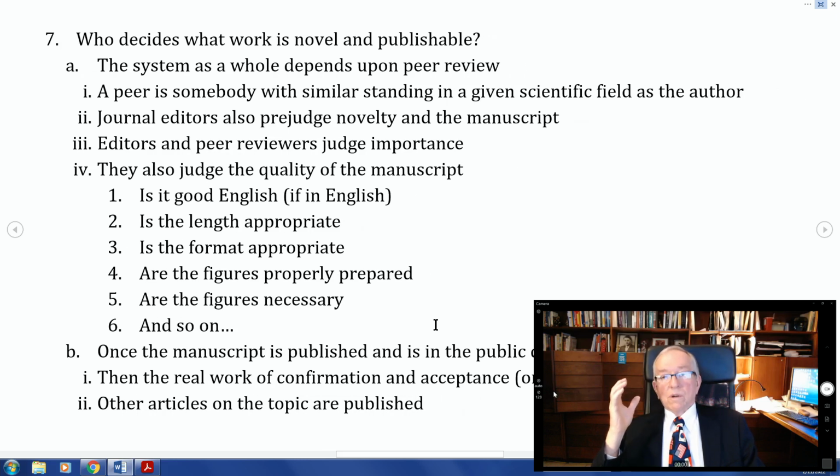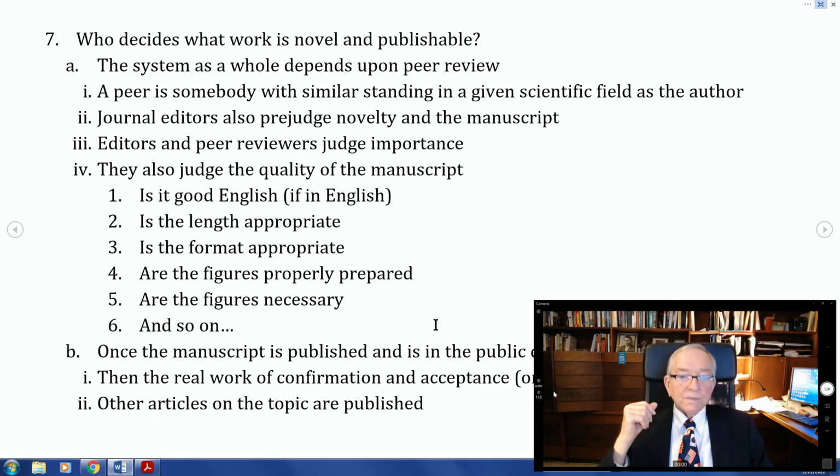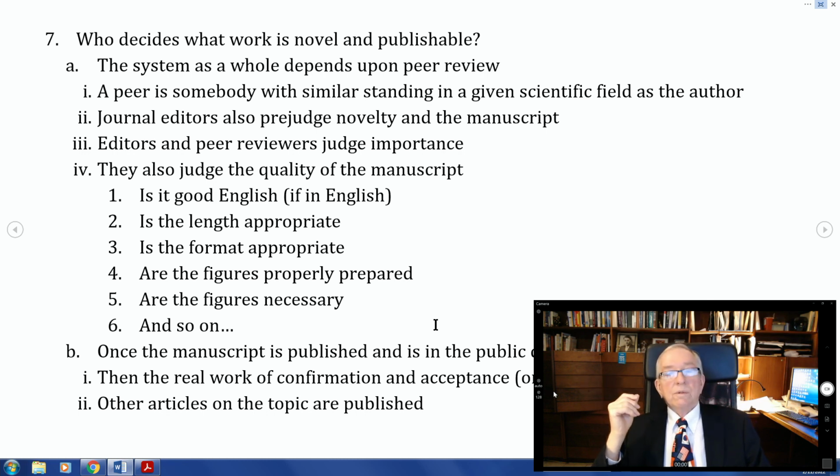So, who determines that the work is novel and is publishable? Good question. The system as a whole works on peer review. And a peer is somebody who has standing in the field, has knowledge in the field, is known to the editor of the journal, and has sufficient expertise to read and basically grade the manuscript. If it passes the review phase, usually with required changes by the author, then it ends up being printed in the journal, and then you see it in the journal.